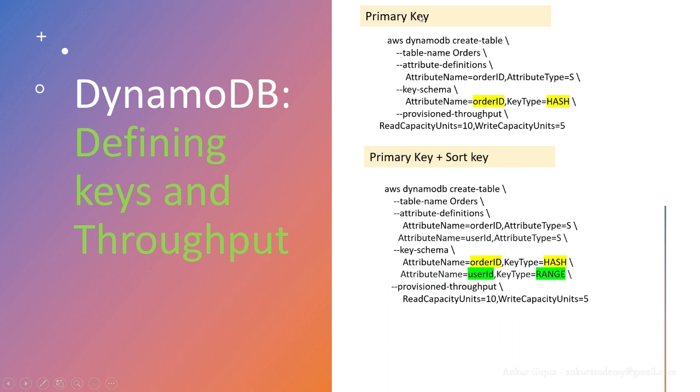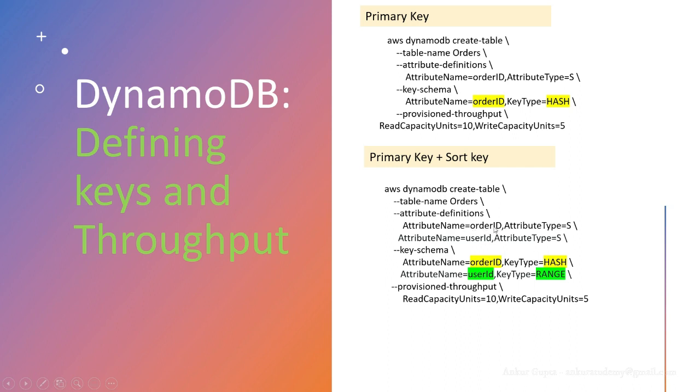So here we just have one primary key, so we are defining order ID as our primary key. To define a primary key, you need to give key type as hash, and then we are defining our provision throughput as read capacity units and write capacity units. Now in case we want to define our primary key and sort key in our key schema, then we obviously have to define both these keys that we plan to set as attributes.